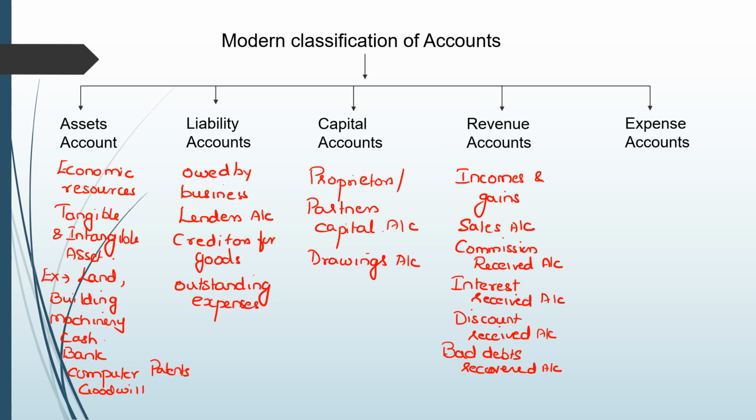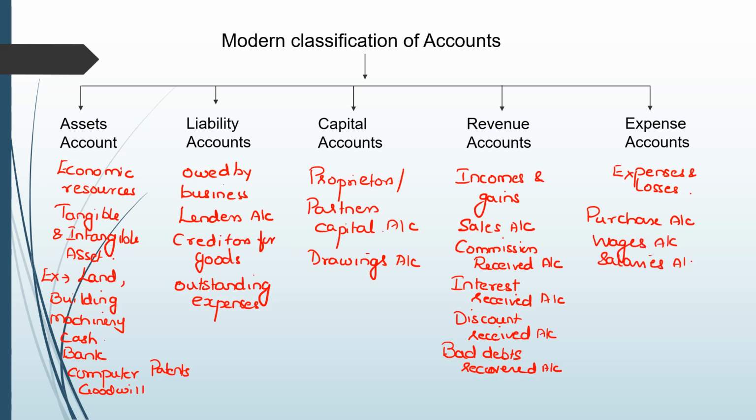Finally, the fifth categorization is the expense account. So here we will have the accounts related to expenses and losses. So the examples for this could be the purchase account. Whatever is the item which is dealt with by the business, that is what we call goods. When that is being purchased, that goes into the purchase account. Then we can have wages account, salaries account.